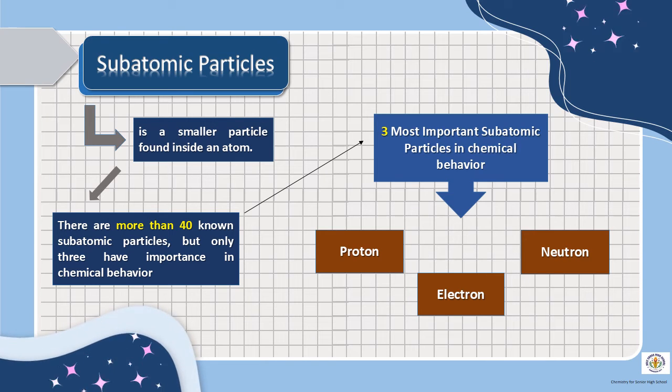Atomic particles. These are small particles found inside an atom. There are more than 40 known subatomic particles, but only 3 have importance in chemical behavior. And these 3 are proton, electron, and neutron.